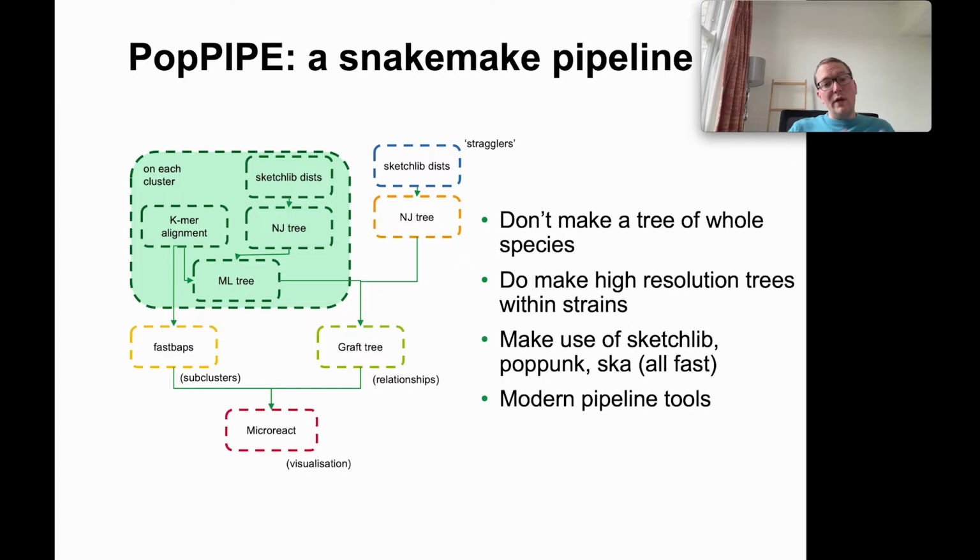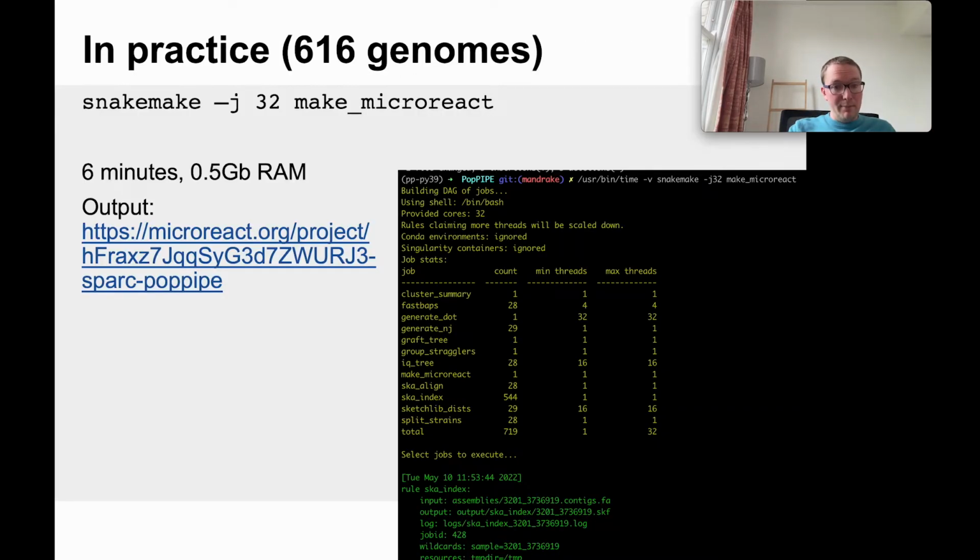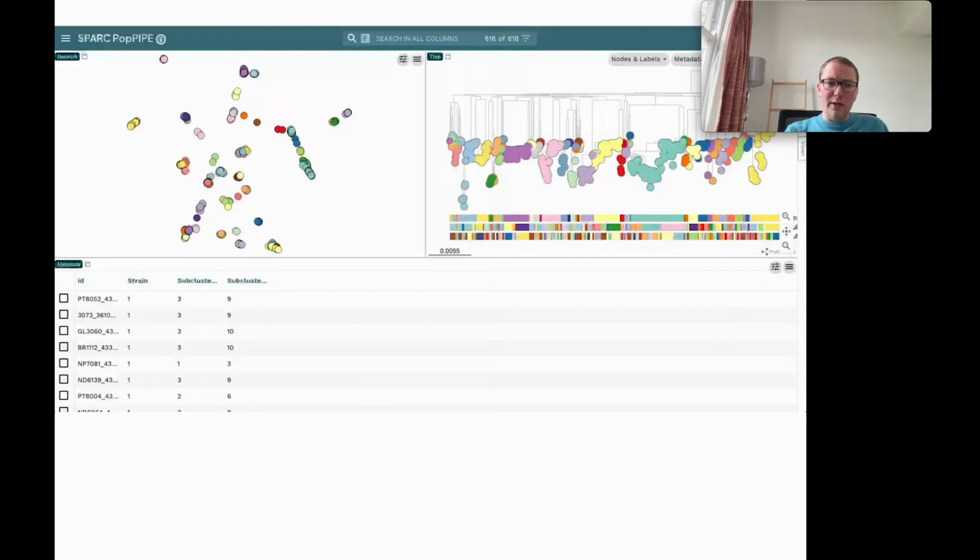You end up with quite a complicated graph. In practice, it's quite simple. You just run snakemake. You can pick a target. This will actually also make the visualization for me. The -j32 is just setting the number of cores. For about 600 genomes on my computer, this took about 6 minutes and didn't really use much memory. When it runs, it will automatically work out what it needs to do. It'll submit all these jobs, give you a summary, and then run through them all. At the end, I just get a URL, which is a link to a Microreact.